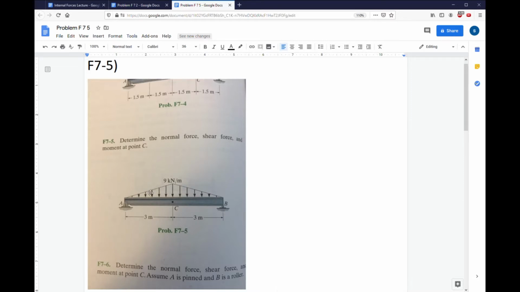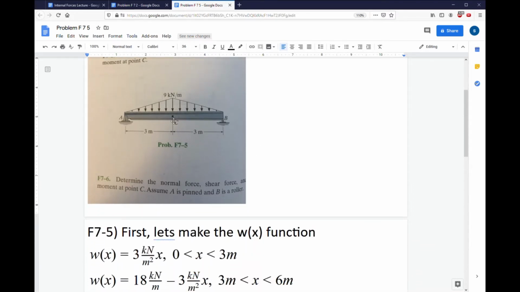For this segment, the W function is linear, proportional to x, starts at 0, and peaks at 9 kilonewtons per meter at 3 meters. So for that first section, W of x is 3 kilonewtons per meter squared times x. The second function, doing the same thing, we know it's 9 kilonewtons per meter at x equals 3 and 0 at x equals 6. That gives us a W function of 18 kilonewtons per meter minus 3 kilonewtons per meter squared times x for that range. But I'm not going to do it this way. I'm going to do it a slightly easier way, and one that depends on the geometry of the problem involved.